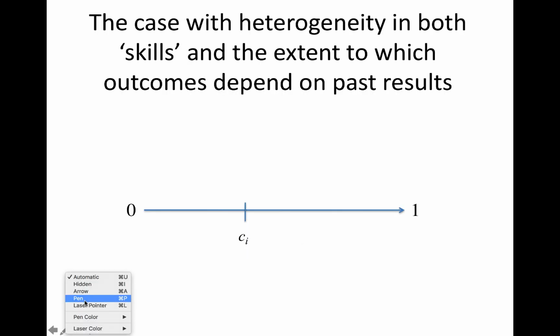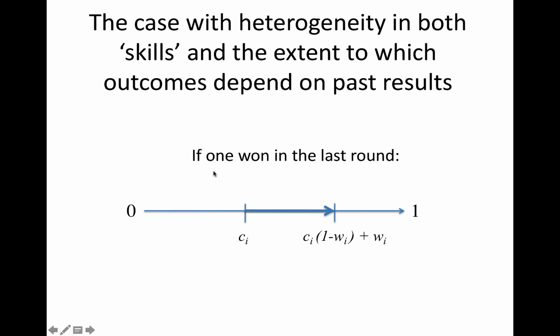One way to model this is this. Assuming you have a player, I, with an initial capability or skill, the probability to win in the next round depends on what happened in the last round, in the sense that if this player happened to win in the last round, then you will get a boost for the probability to win in the next round. So it's regulated by this parameter W.